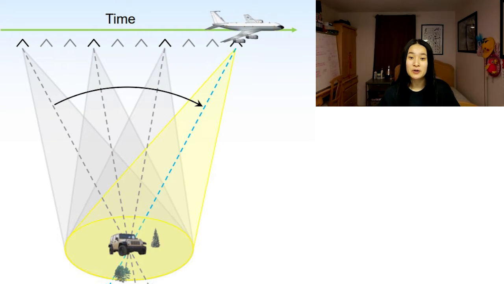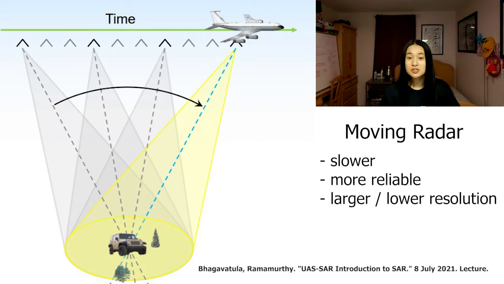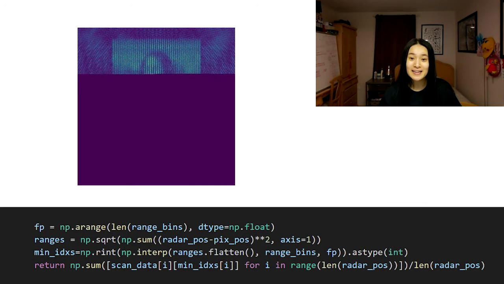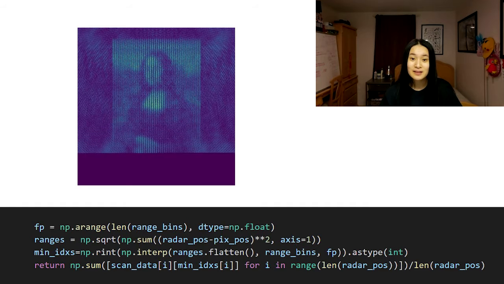Backprojection computationally forms a SAR image using data received from the radar. We took two perspectives when tackling this. The first, called moving radar, is slower but more reliable. We use it to image larger areas with lower resolution. Moving radar does this by filling in an image pixel by pixel with values computed from radar data. To optimize this, we use linear interpolation, which estimates unknown values from known values.